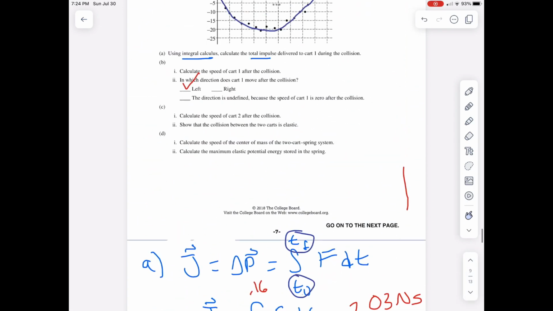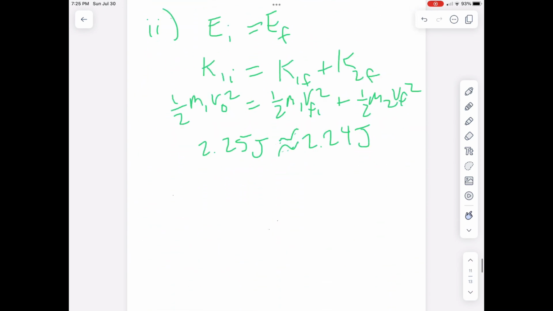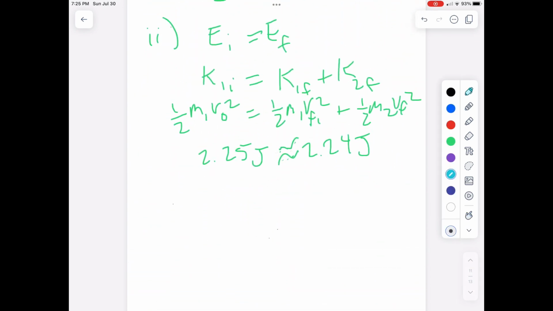All right, moving on to the final part. So for part D, we need to calculate the speed of the center of mass of the two-cart spring system. Okay, what's important to know is whenever you are calculating the speed of the center of mass of any system that undergoes a collision, the speed of the center of mass will always be conserved. So it doesn't matter whether you're looking at the system before or after the collision, you're going to have the same speed of the center of mass.